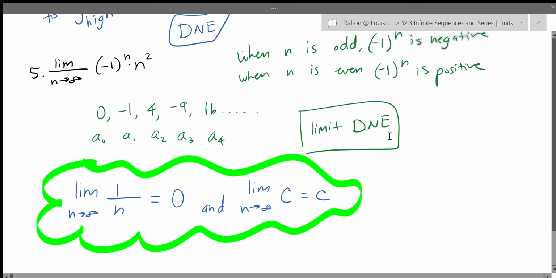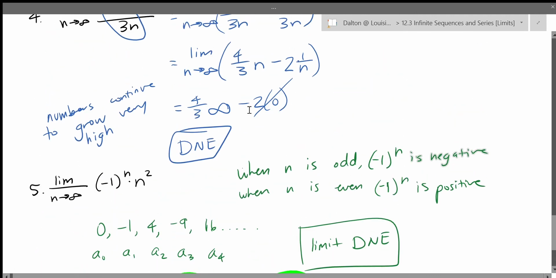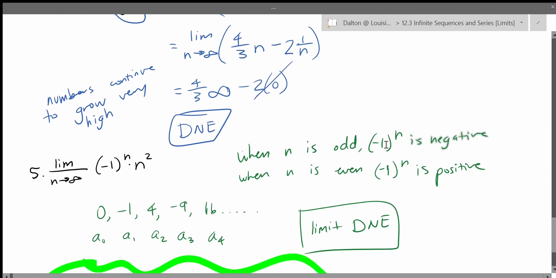As far as when the limit does not exist, you're going to get one of these two options for now. You're either going to flip-flop back and forth between a positive and negative number, so you will never approach a single value, or you end up with n hanging out by itself, which if n is approaching infinity, then that number gets arbitrarily high and continues to grow, and you will never actually approach one single value.